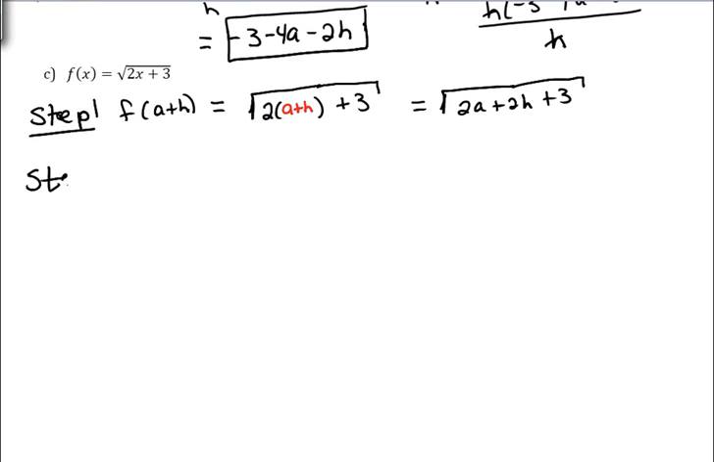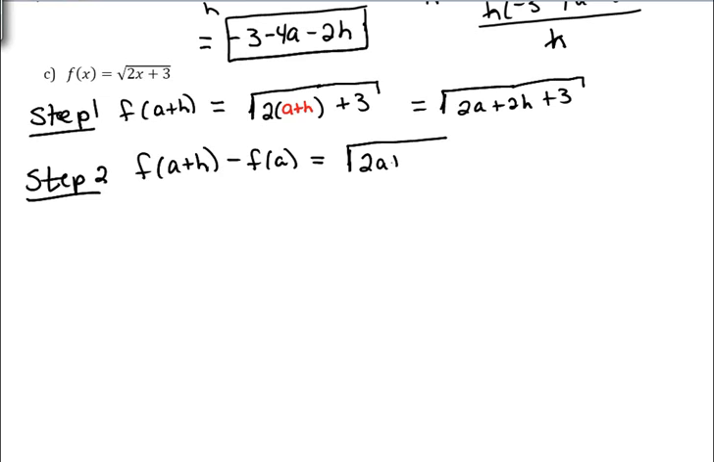Step 2 is to take what we calculated in step 1, f of a plus h, and subtract from that f of a. So that will be the square root of 2a plus 2h plus 3 minus the square root of our function, only instead of an x we'll write an a, 2a plus 3.